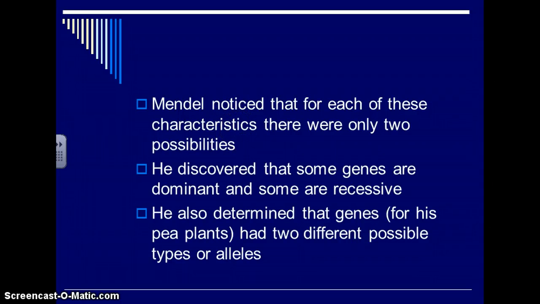Mendel noticed that for each of the characteristics, there were only two possibilities, two possible traits or alleles. He discovered through that then that some genes are dominant and that some genes are recessive. He also determined that genes, for pea plants at least, had two different possible types or alleles.